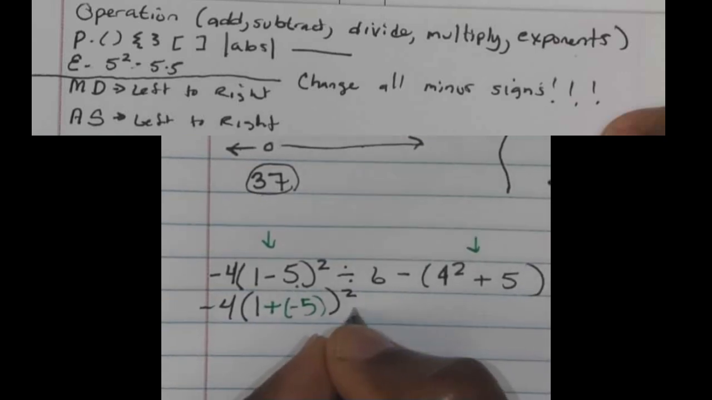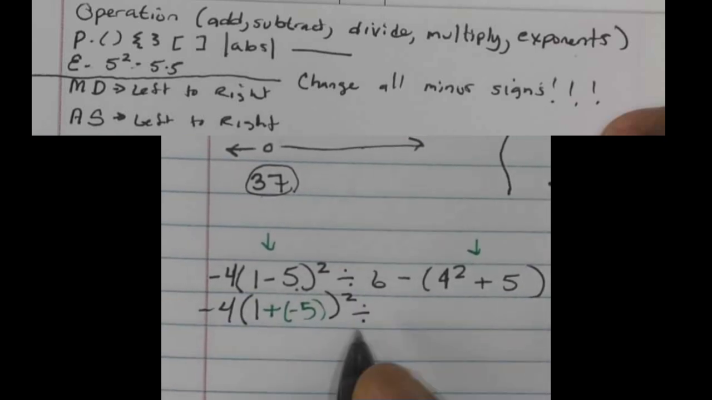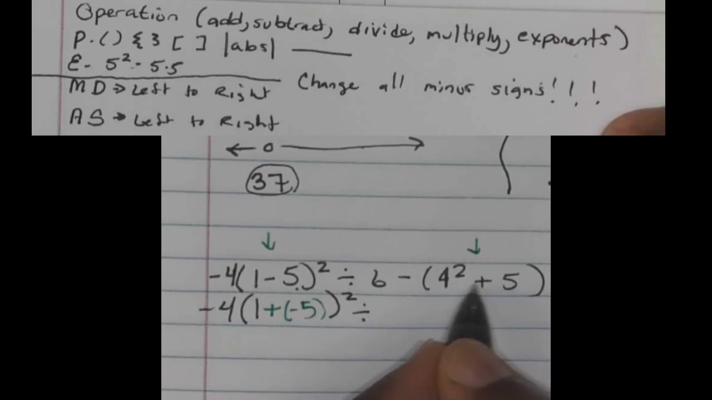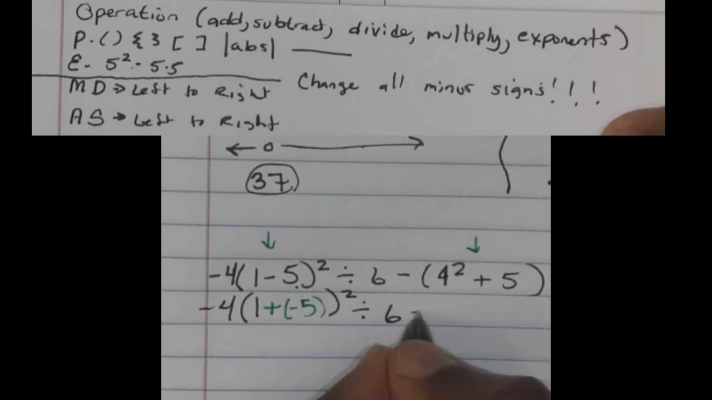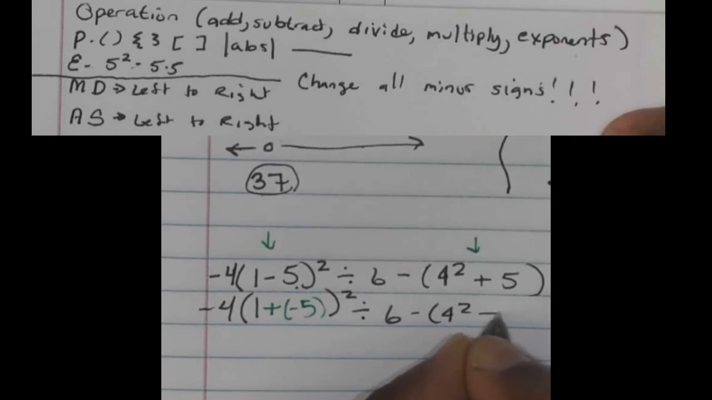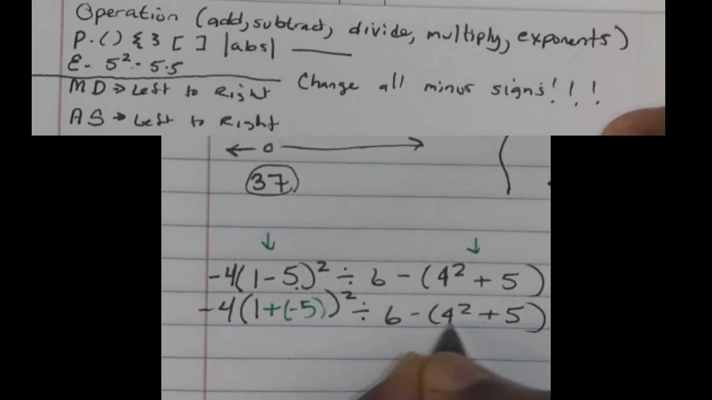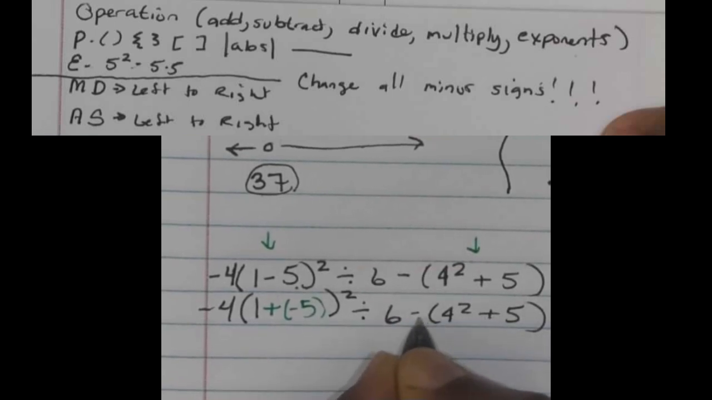I'm just gonna bring everything down. All right. Now remember, I ain't changing this because I still got some stuff going on over there. It's still gonna be 6 minus 4 squared plus 5. I'm not changing it because I got something going on over there. I can't do nothing until that's just one number. Then I can make that change. I can't do nothing to it now.